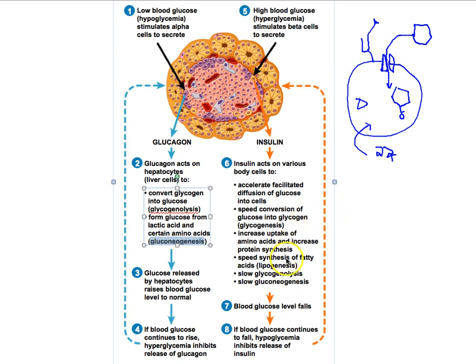It also speeds the synthesis of fatty acids, which is called lipogenesis. It slows glycogenolysis, and it slows gluconeogenesis. So it acts antagonistically to the mechanisms of glucagon we see here. Blood glucose levels will fall, and if this continues, then we actually have hypoglycemia, and then we start the whole thing all over again by releasing glucagon so that alpha cells, okay, will cause the release of glucose from those stores of glycogen.